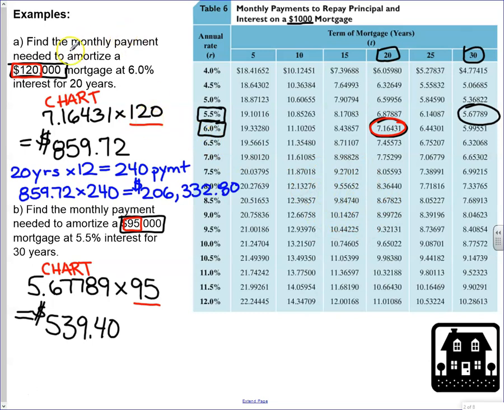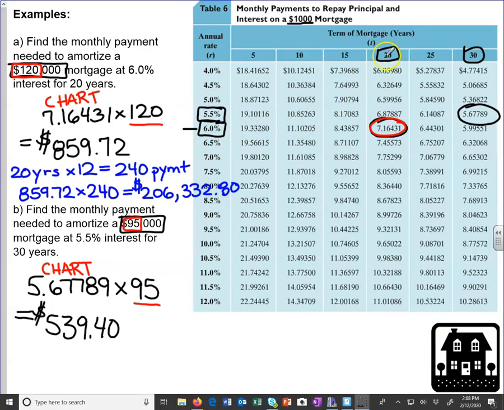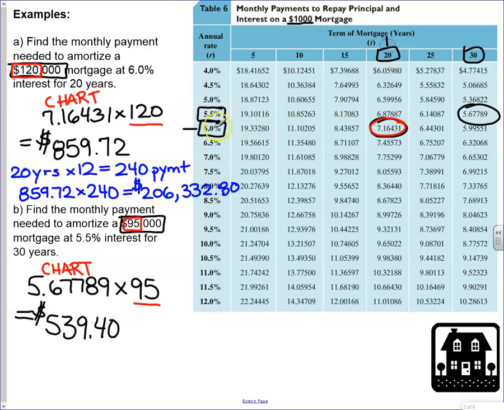Okay, so looking at this first example, $120,000 mortgage at 6% for 20 years. Okay, so here's our rate. So we would go here to the 6%. We go over here to the 20 years, right? And then we just see where they meet, right? And so they'd meet right there at 7.16431. So if I borrowed $1,000, I would pay about $7.16 a month for 20 years, right? And then I would have it paid off.